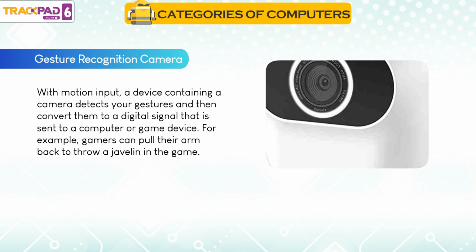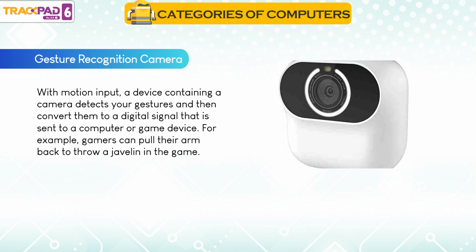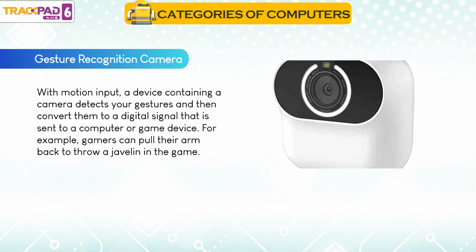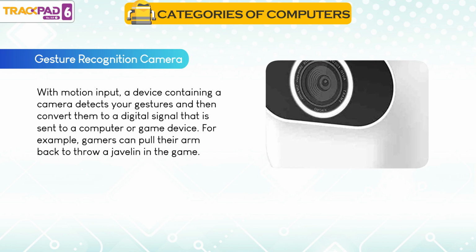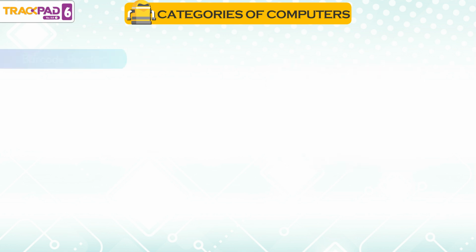With motion input, a device containing a camera detects your gestures and then converts them to a digital signal that is sent to a computer or game device. For example, gamers can pull their arm back to throw a javelin in the game.